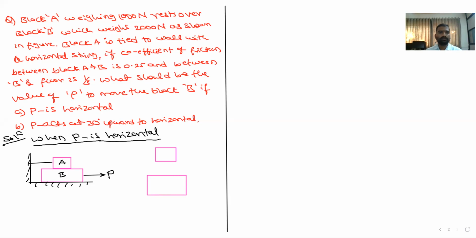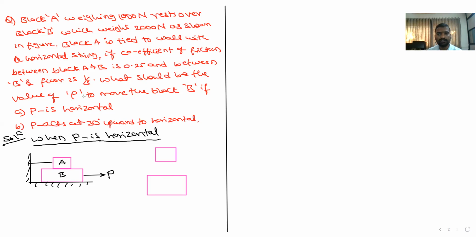Okay, so what is given? Block A, weighing 1000 Newton, rests over a block B which weighs 2000 Newton. So the weight of B is 2000 Newton, the weight of A is 1000 Newton. As shown in the figure, block A is tied to a wall with a horizontal string. The coefficient of friction between block A and B is 0.25, and the coefficient of friction between block B and the floor is 1/3.